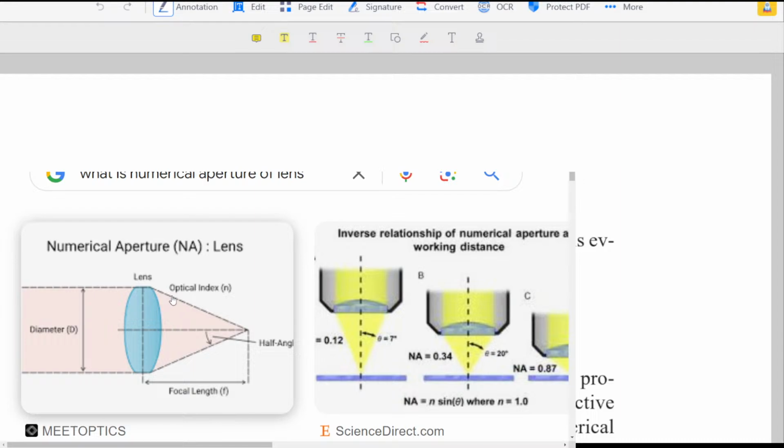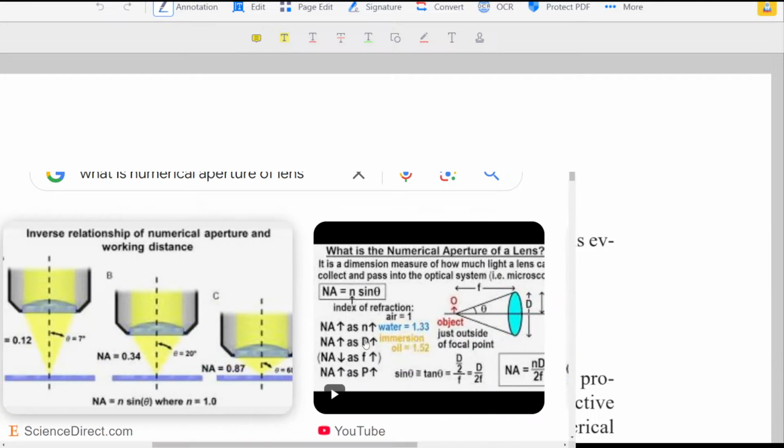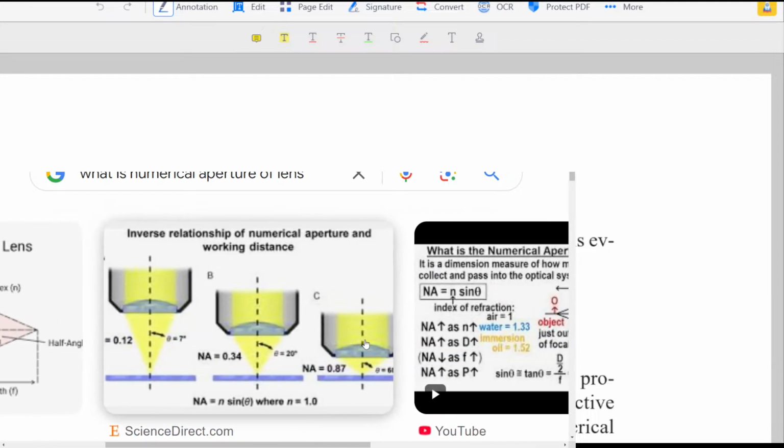Guys, 0.1 to 0.4. Wait, which one is bigger? 0.12 or 0.87? Oh my goodness. Guys, can't you even comment? Oh my goodness. 0.12 is smaller. 0.87 is larger. It is closer to 1.